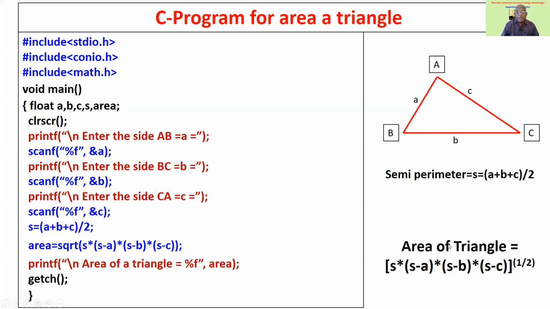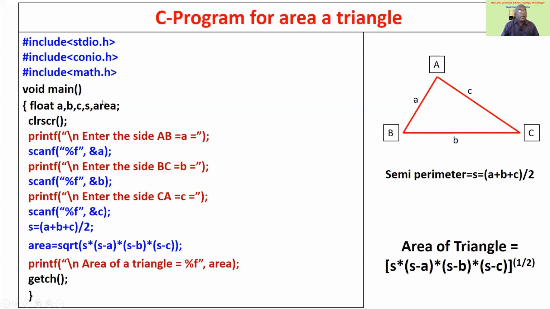So once we understand this, writing the C program is very easy. So let us start writing the C program. See here, hash include stdio.h, hash include conio.h, hash include math.h. You are quite aware of these two files. Now this is another header file I am using because I want to use one function from this file also. We'll see what that function is.